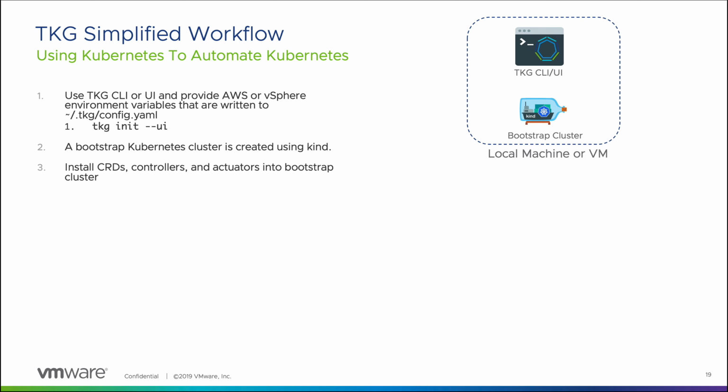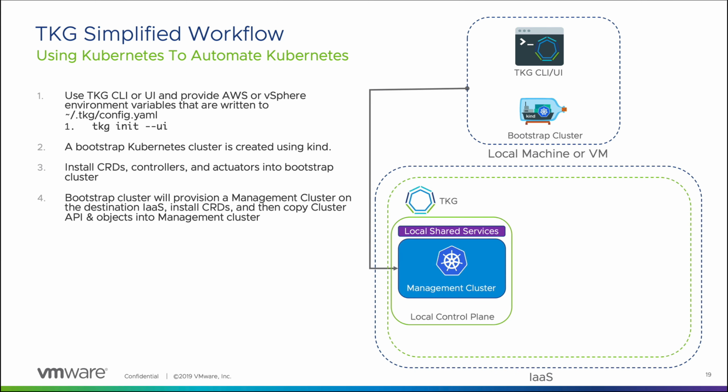Now there's this thing that's provisioned on my own local machine called kind, or Kubernetes in Docker. This is going to create a Kubernetes cluster locally inside of a Docker container running on my local machine. What happens here is that it gets installed with all the Cluster API components, the controllers, the actuators, everything that's needed for this bootstrap cluster. Once that bootstrap cluster is up and running, it's going to talk to my infrastructure, and it's going to start provisioning all of the virtual machines necessary to create what's called my management cluster. This management cluster is going to be responsible for all the other workload clusters.